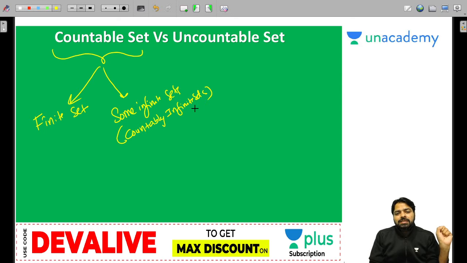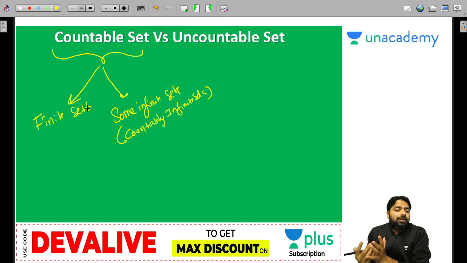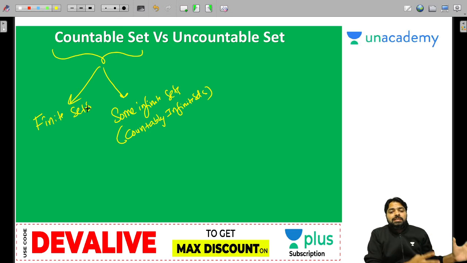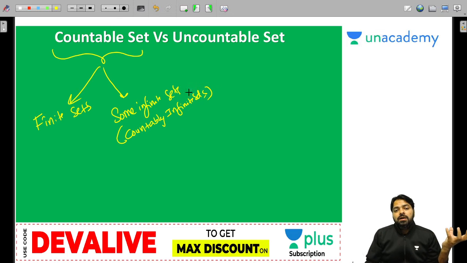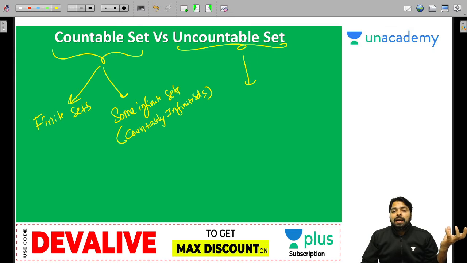Countably infinite sets. They have names, guys. Finite sets and countable sets are two types: finite sets and countably infinite sets. Some infinite sets are called countably infinite sets, but uncountable sets only happen for infinite sets, guys. Some infinite sets are uncountable.